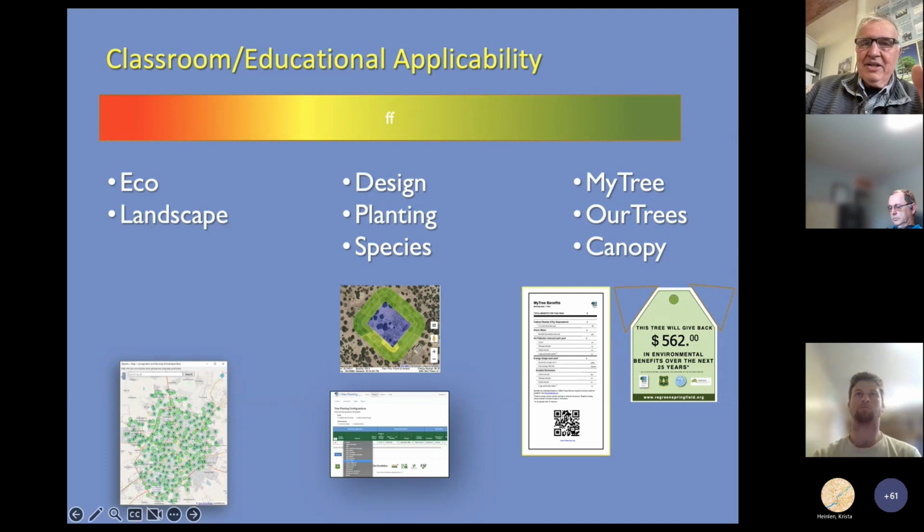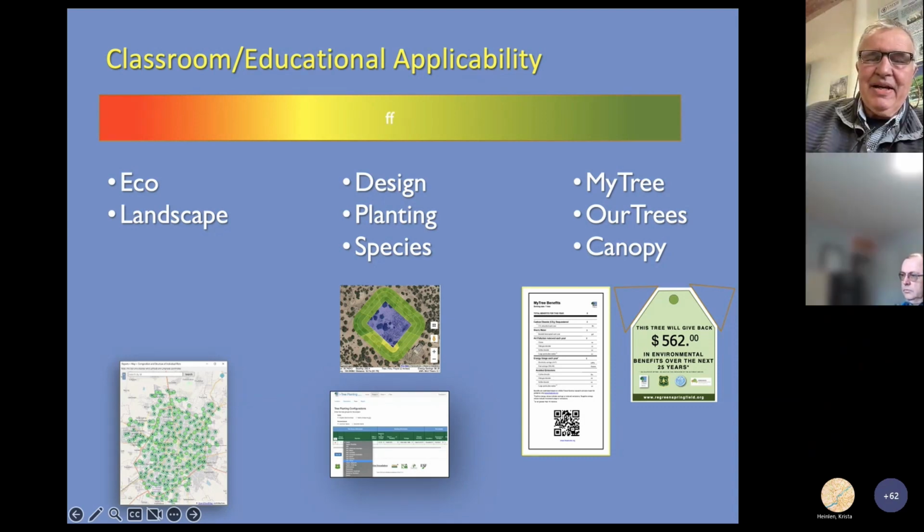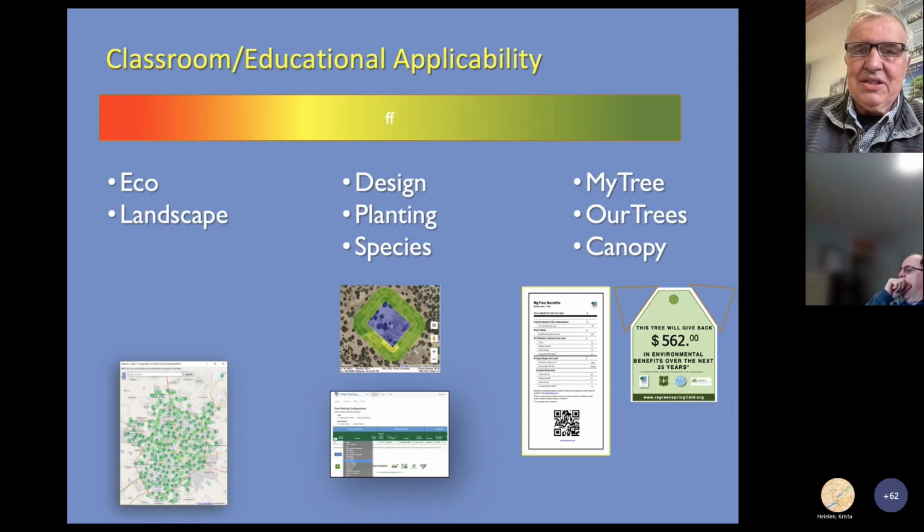If we look at the middle range right in here of Design, Planting, and Species, these can be used by practically anyone from high school and up. Okay, so notice our young kids aren't able to basically grasp how to use Design. Species, we do sort of a cursory look with the youngest kids, but we bring that over here with the youngest folks looking at My Tree, Our Trees, and Canopy.